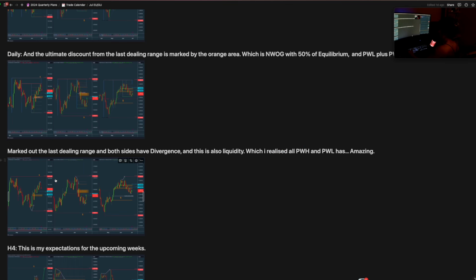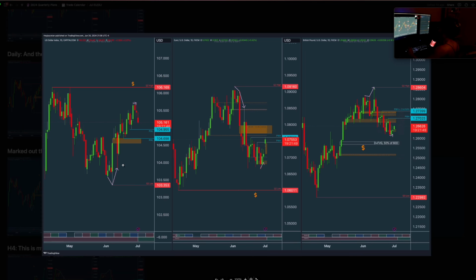So here is another chart on the daily time frame. I've marked out the last dealing range and both sides have divergence. And this is also liquidity, which I realized all previous weeks' high and low has. And I found out these pink arrows here. So here's a divergence, another divergence, and then the bottom as well.